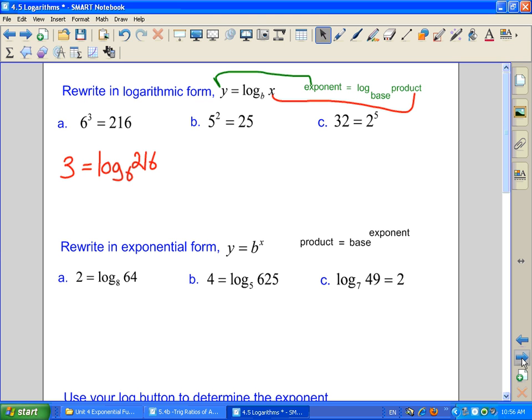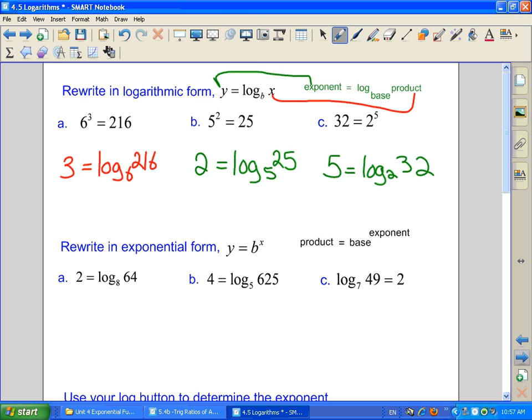Okay, try the next one. Our exponent here is 2 equals the log of what's our base of that exponent? It's 5 of the product, which is 25. Let's try the last one. 5 is our exponent equals log of 2, log 2 of 32.